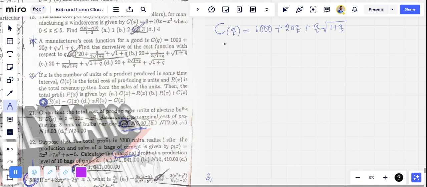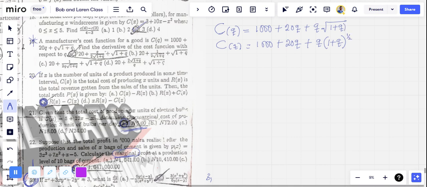To do that, I will advise you to evaluate this third term first. That should be the first thing you are supposed to do. I should have it as 1000 plus 20q. I don't have any issue with the first and second terms, but I have an issue with the third one, whereby I can rewrite this as q, and the square root of 1 plus q can still be written as 1 plus q raised to the power of 1 over 2.